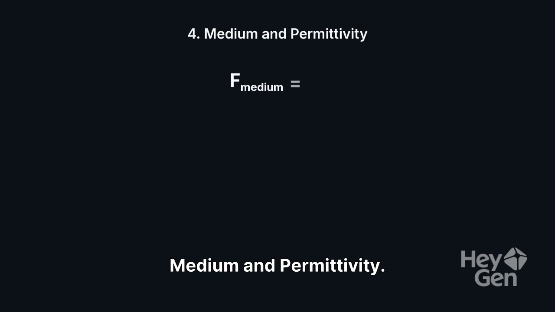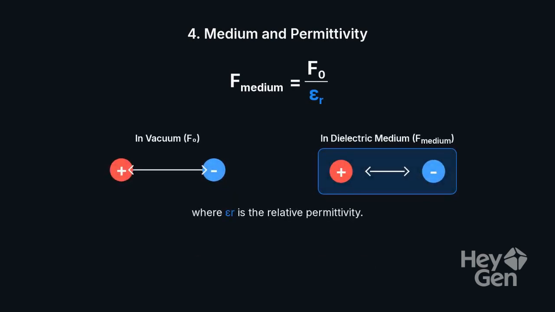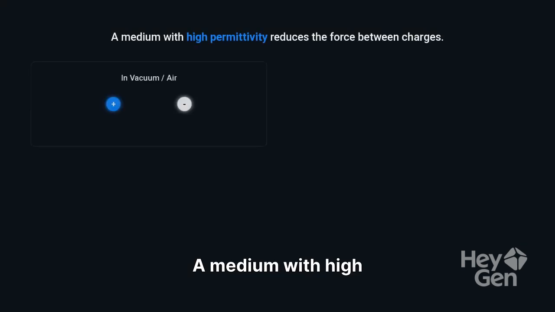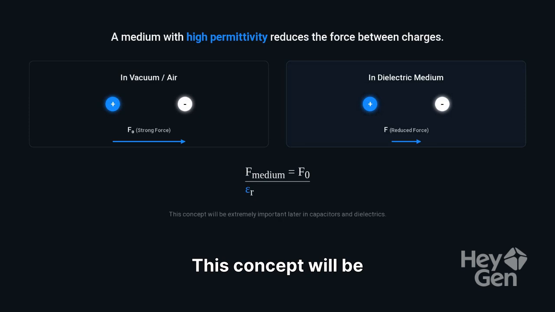4. Medium and permittivity. If charges are placed in a dielectric medium, F_medium = F₀/εr, where εr is the relative permittivity. A medium with high permittivity reduces the force between charges. This concept will be extremely important later in capacitors and dielectrics.